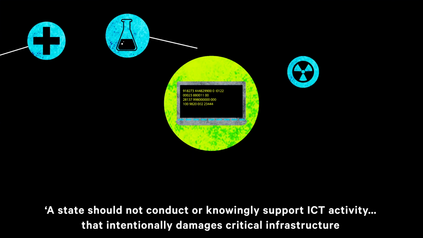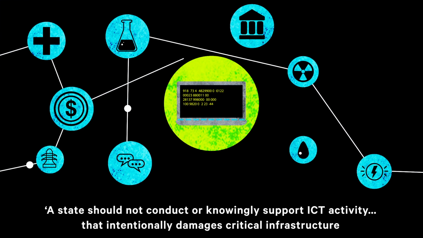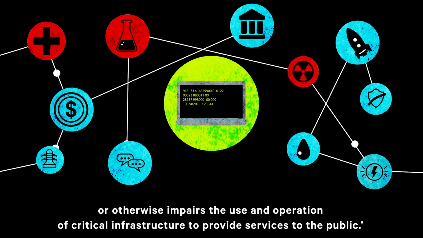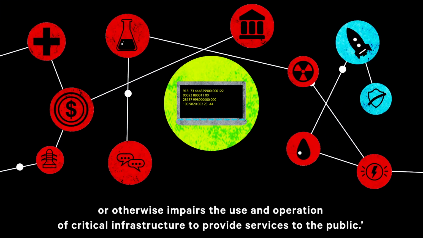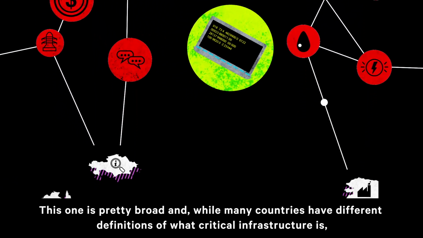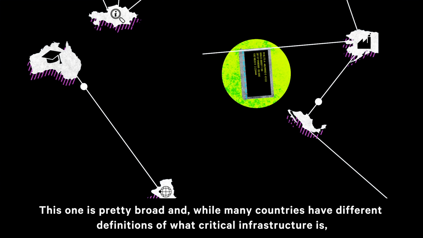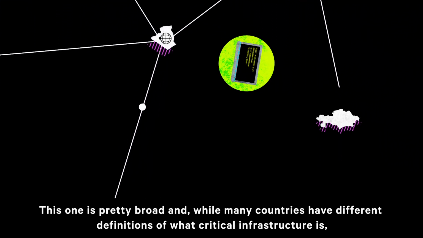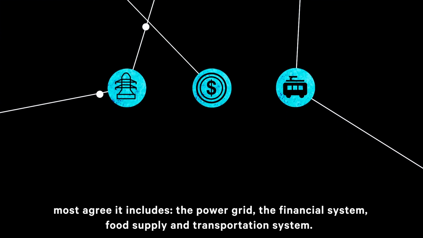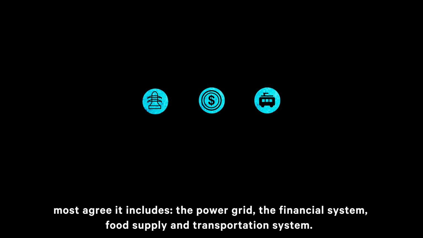A state should not conduct or knowingly support ICT activity that intentionally damages critical infrastructure or otherwise impairs the use and operation of critical infrastructure to provide services to the public. This one is pretty broad, and while many countries have different definitions of what critical infrastructure is, most agree it includes the power grid, the financial system, food supply and transportation system.